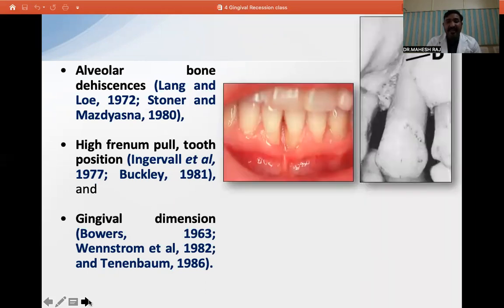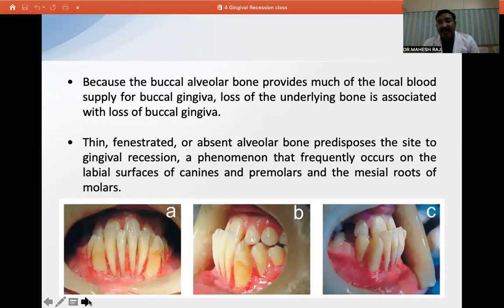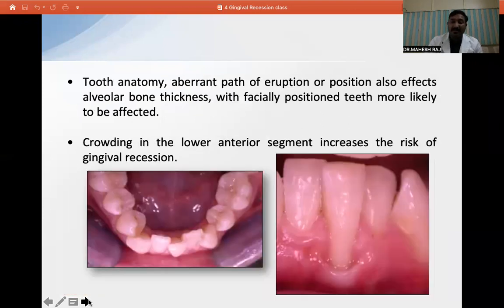Dehiscences, high frenal attachments, and the gingival dimensions are the anatomical factors that cause gingival recession. The buccal alveolar bone provides much of the local blood supply for the buccal gingiva. The loss of underlying bone is associated with the loss of the buccal gingiva. Thin, fenestrated, or absent alveolar bone disposes the site to gingival recession, a phenomenon that frequently occurs on the labial surface of canines and premolars and the mesial roots of molars.